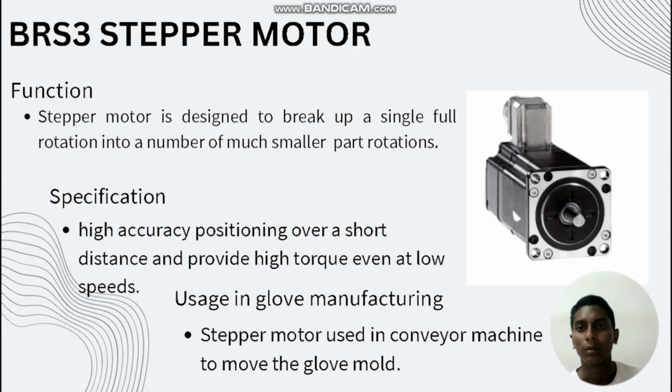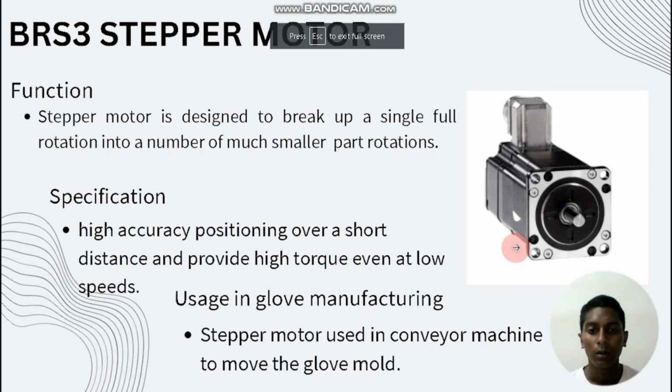In this video, I am going to explain about the actuators used in glove production. The first actuator is a stepper motor. The function of a stepper motor is that it is designed to break up a single full rotation into a number of much smaller partial rotations. The specification of the stepper motor is that it provides high accuracy positioning over short distances and provides high torque even at low speed.